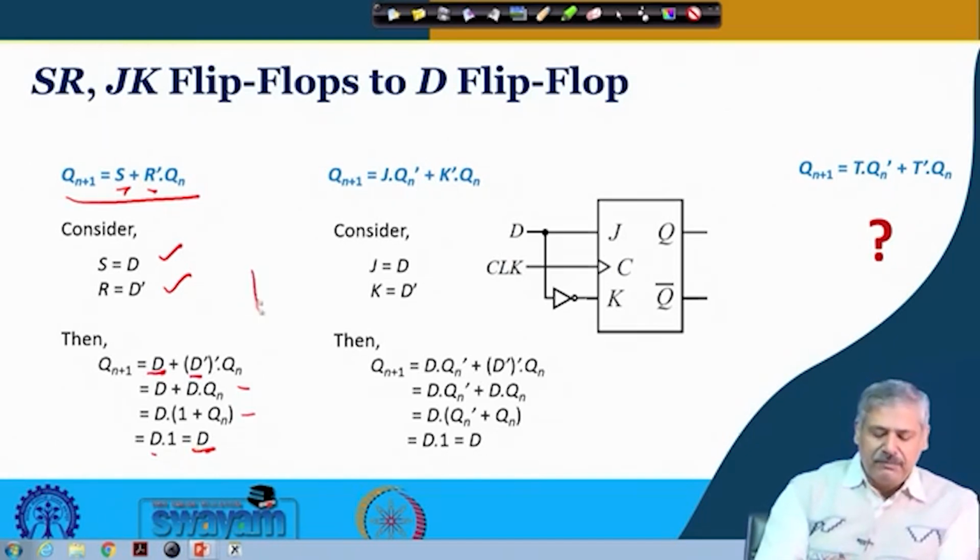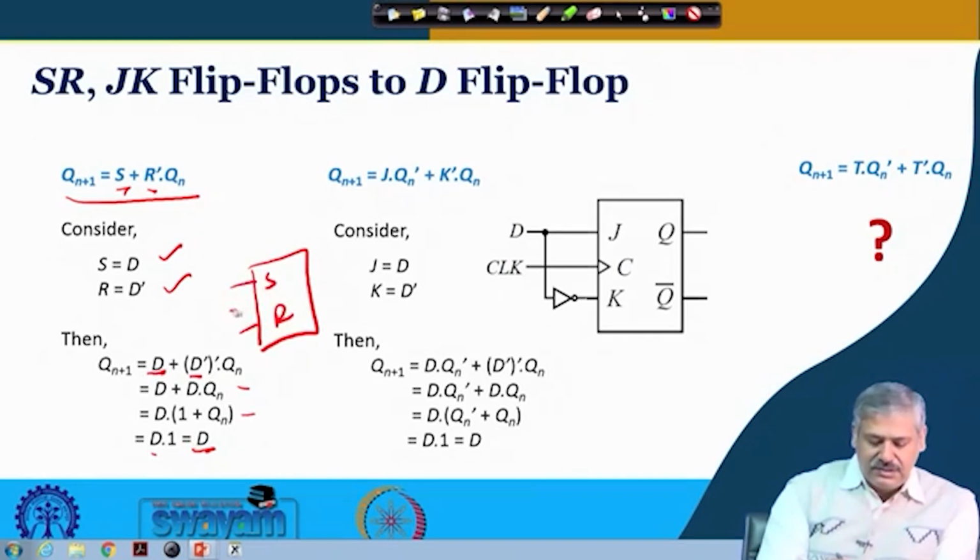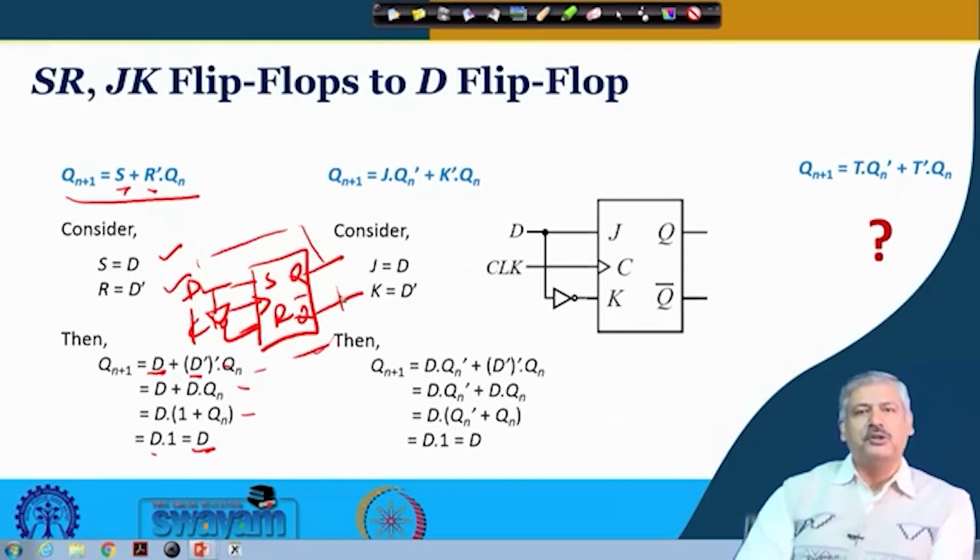So, SR flip-flop, with S and R inputs and this is your clock, here you put an inverter and you connect. So, this is D. This whole block, with this as Q and this as Q bar, will behave like a D flip-flop.